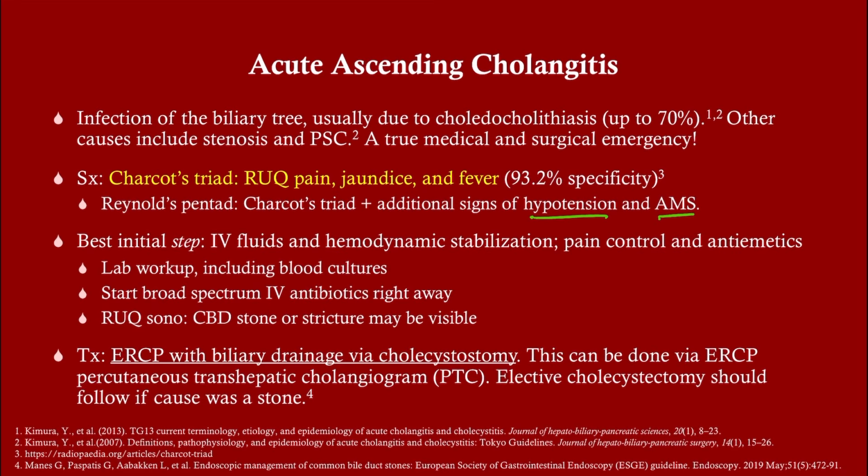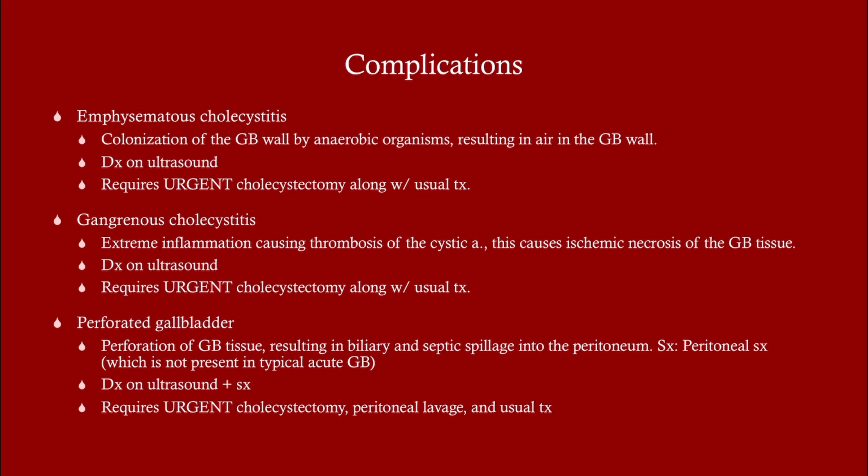Now, the best initial step is going to be to stabilize them. Obviously, if they're hypotensive, you need to give fluids and make sure you're doing pain control and antiemetics. Your lab workup needs to include blood cultures here, and that goes for any time a patient's coming in febrile and they've got a high white count and they look sick. You need to make sure you're getting blood cultures. Start your antibiotics right away, same antibiotics that you'd use for cholecystitis, and then look for that right upper quadrant ultrasound. Treatment here is very similar to choledocholithiasis. It's going to be ERCP with biliary drainage, retrieve the stone if there is one. This is, again, both diagnostic and therapeutic.